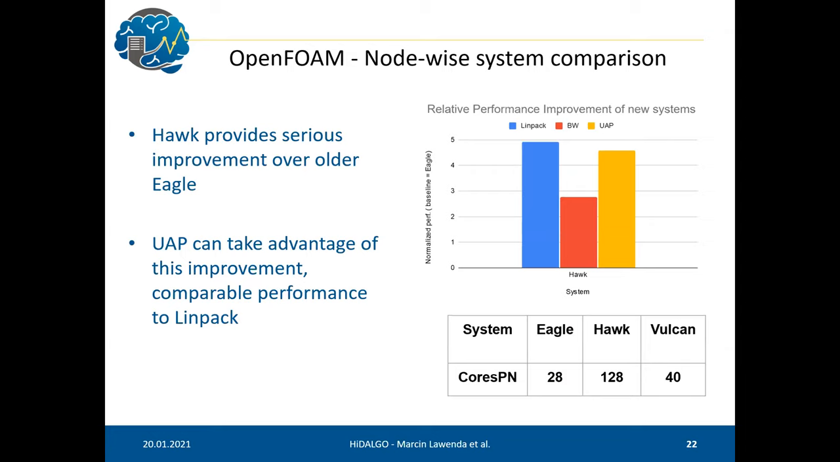In the node-wise system comparison, the Hawk provides a serious improvement over the older Eagle. So as you see, this is the comparison in different cases, where again the baseline here is the Eagle, but we did this comparison not only for the UAP pilot, for the OpenFOAM, but also for the LINPACK and the memory bandwidth benchmark. This is the red line, and as you see, the UAP can take advantage of this improvement, comparable performance to LINPACK.